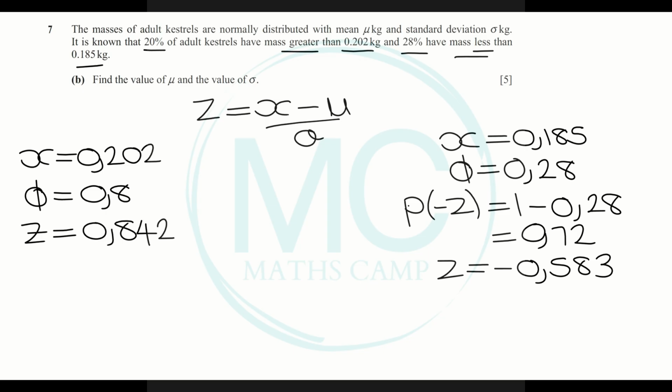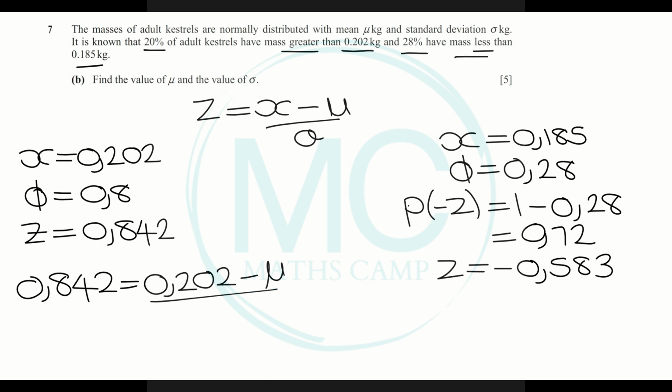And now with these values, I can create my equations. So for a Z value of 0,842, I can say 0,842 is equal to x, 0,202 minus mu over standard deviation sigma. We are solving for mu and for sigma.